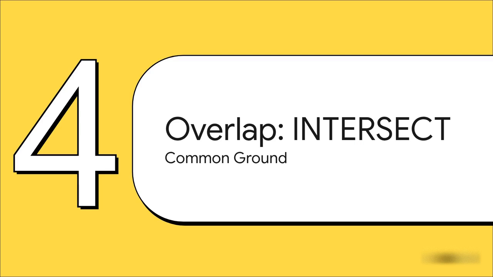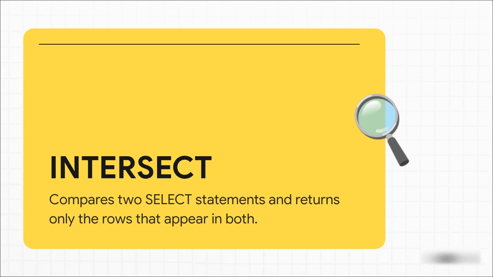Remember Priya's request? She wanted to find the songs that they both liked, the ones that were on both of their playlists. So, how do we find just that common ground between their 2 lists? For that, we use Intersect. Think of this as your common favorites button. It compares 2 lists and gives you back only the rows that are in both of them.